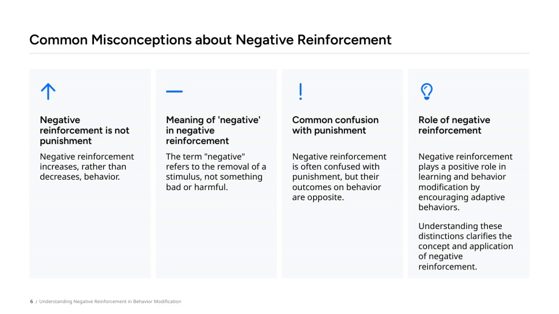Because of this, negative reinforcement is often mistakenly confused with punishment. But remember, their effects on behavior are completely opposite. Punishment reduces behavior, while negative reinforcement strengthens it. Finally, negative reinforcement plays a valuable and positive role in learning and behavior change by reinforcing adaptive behaviors. Understanding these key points helps us use negative reinforcement appropriately and effectively.